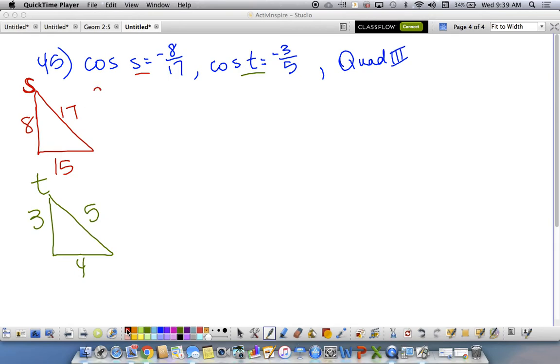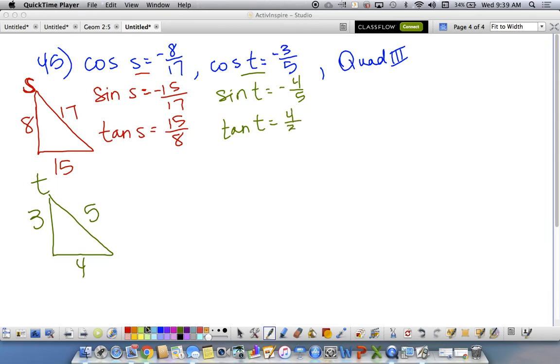So could we find sine S equals 15 over 17, which I'm pretty sure is negative. Could we also find tangent S? Opposite over adjacent. Okay? And then can we find sine T equals negative 4/5 and tangent T equals 4/3? Okay, so if you want to find the tangent, I think that was the specific question, tan A plus B.